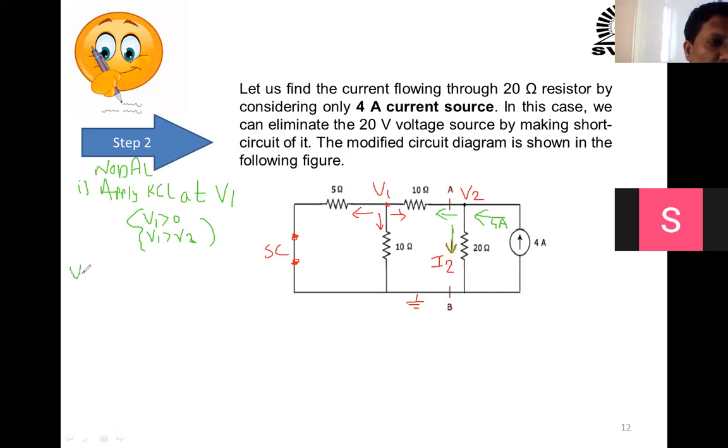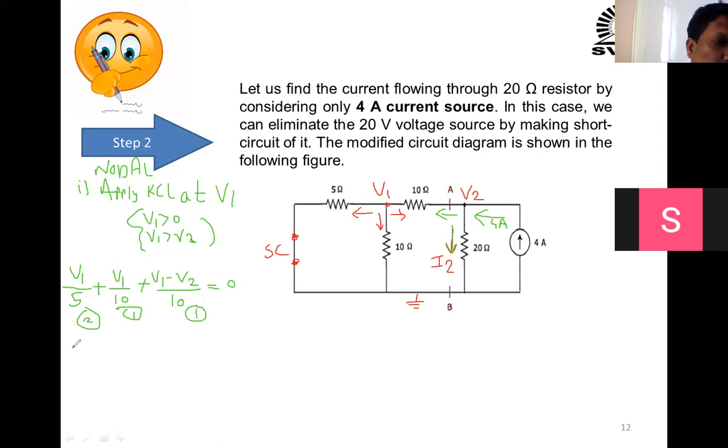So first of all, V1 minus 0 divided by 5, so V1 by 5. Next plus V1 minus 0 divided by 10, so V1 by 10. Next plus V1 minus V2 divided by 10. This is equal to what? 0. So the LCM is what? 10. So this is 2, this is 1, this is 1.